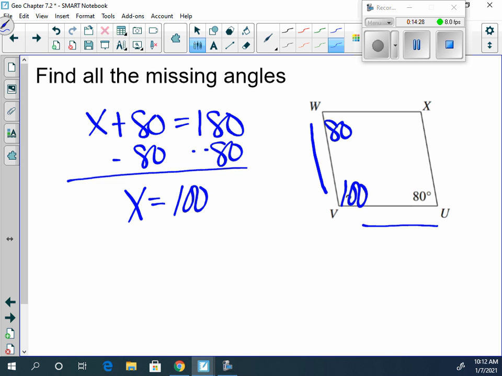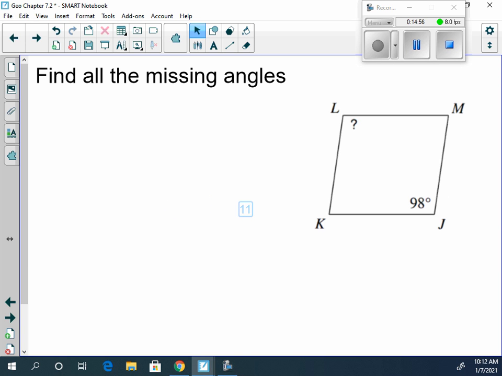Now what do I need to do to find the other missing angle? Well, this angle is going to be 100 because, again, the opposite angles are congruent. And that's it. Questions on this here? Any questions on any of this here so far? We good with this here? Move on to the next problem.